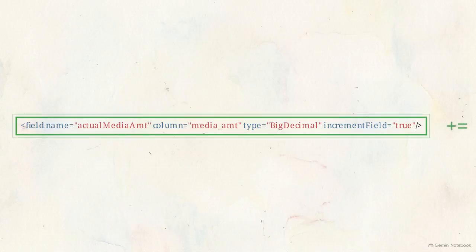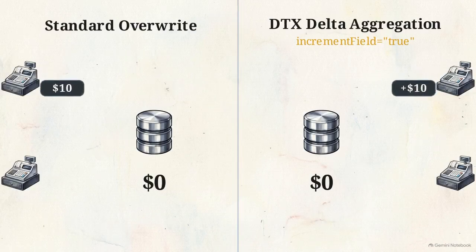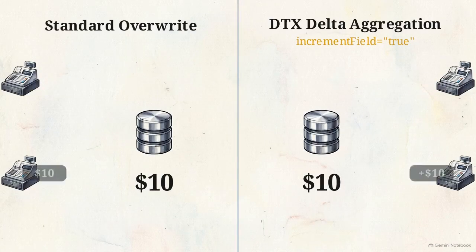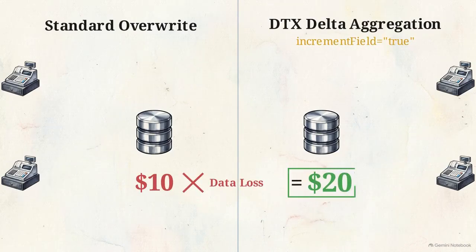One specific parameter handles highly concurrent environments, the increment field attribute. If multiple registers update a single store bank session at the same time, standard SQL overwrites can lead to inaccurate totals. With increment field set to true, DTX calculates the delta between the old and new values and applies it at the SQL level, safely aggregating all concurrent register activity.